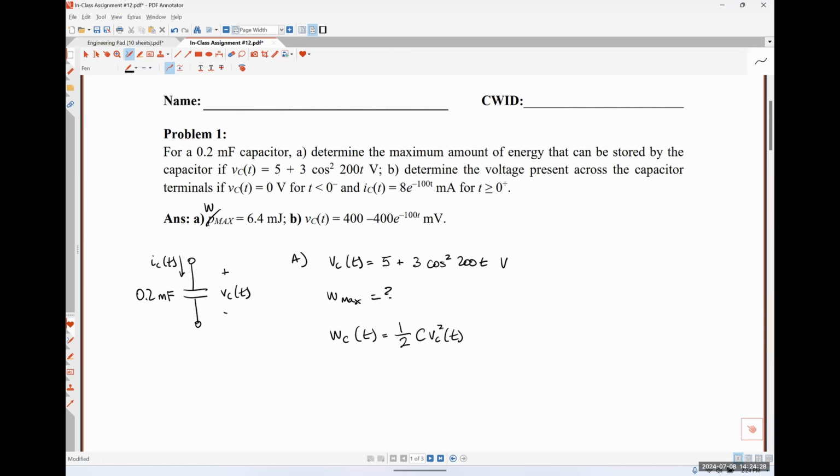So I want to ask you guys a question. How do you think we would go about determining the maximum value of our energy? Anybody have any thoughts? The only way I can really think of would be having t on an integral as like t approaches infinity.